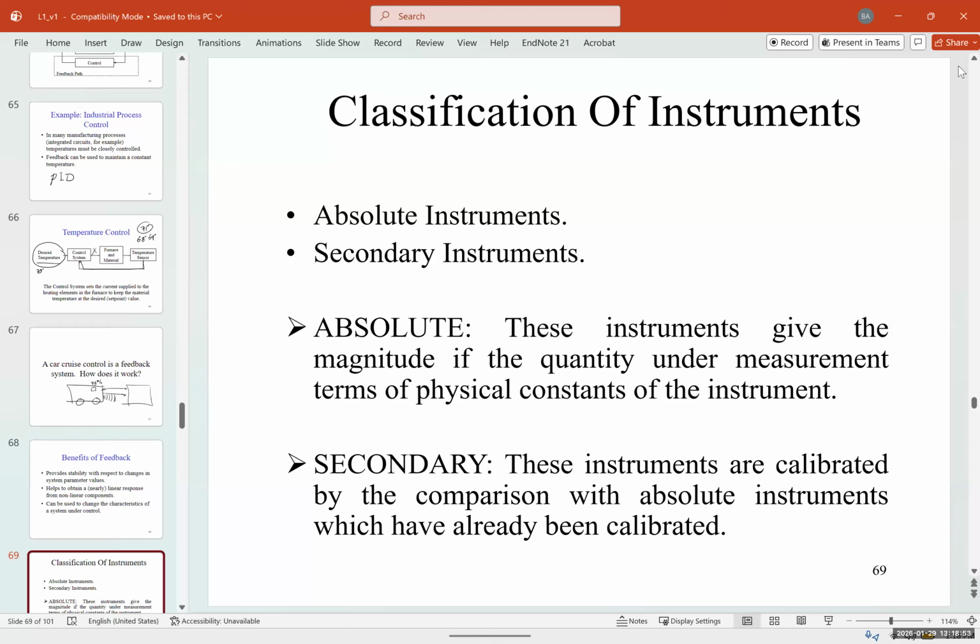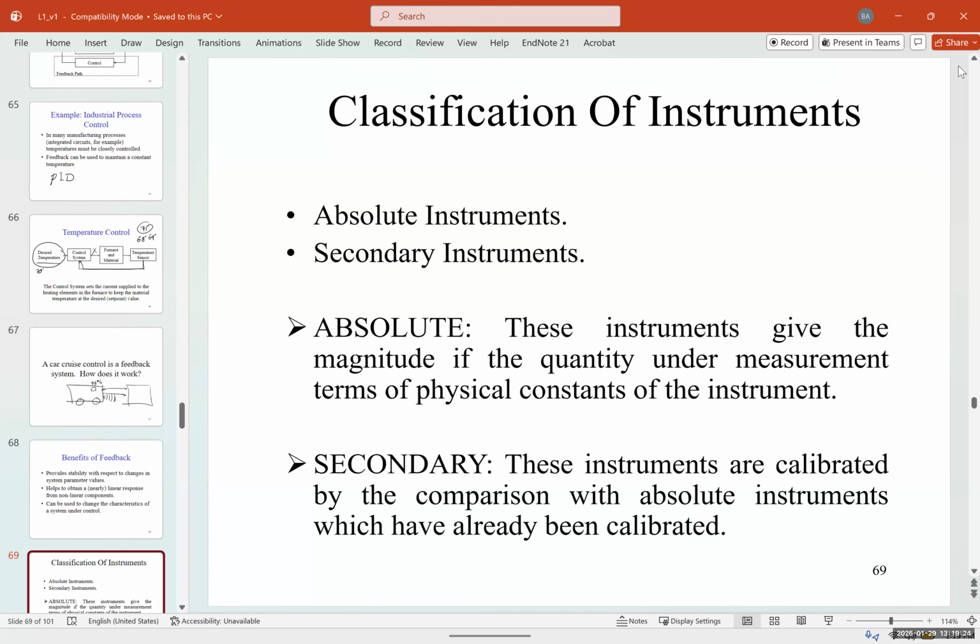Absolute instruments are instruments that give the magnitude of the quantity under measurement in terms of physical constants of the instruments. The secondary instruments are calibrated by comparison with absolute instruments, which have already been calibrated. So absolute is also the primary. Sometimes they call it primary instruments as well.